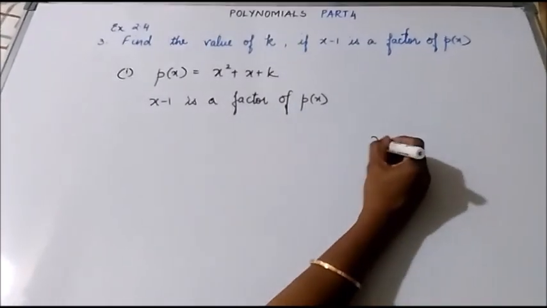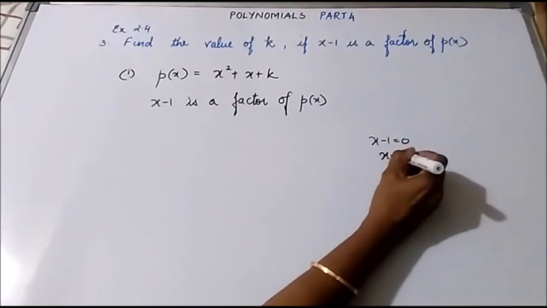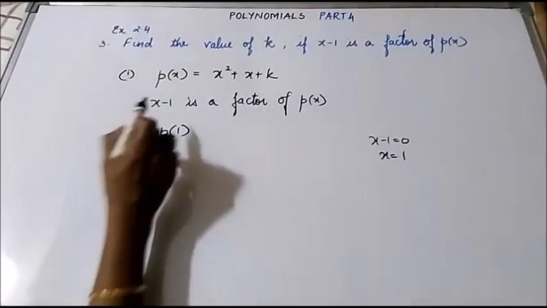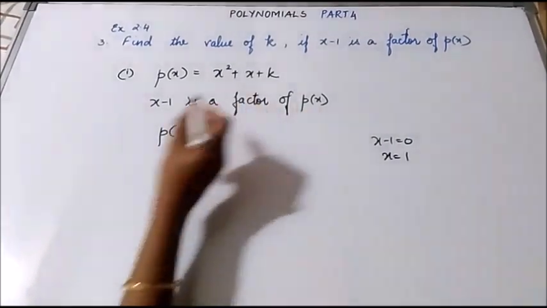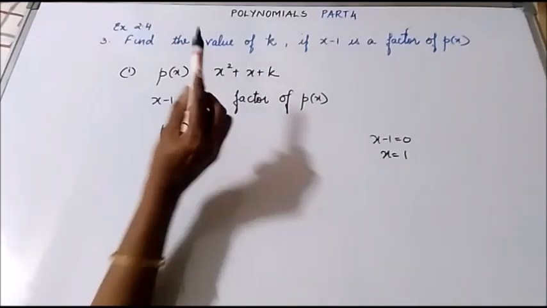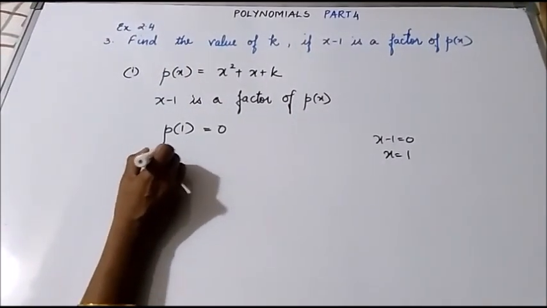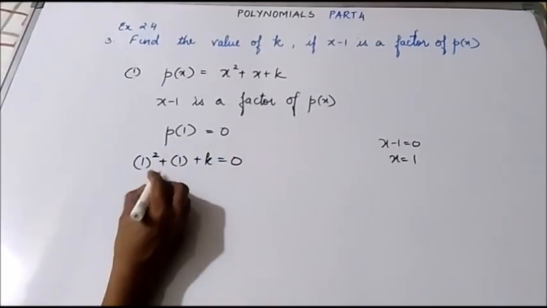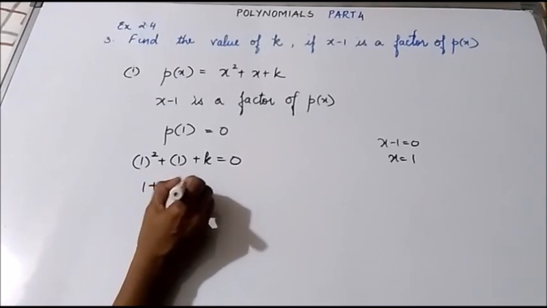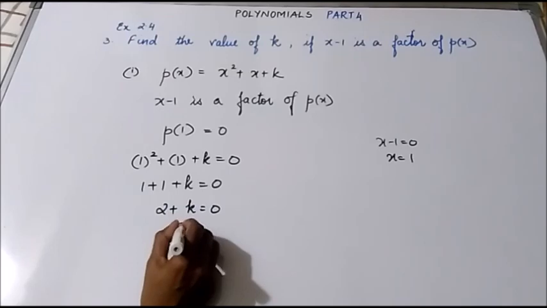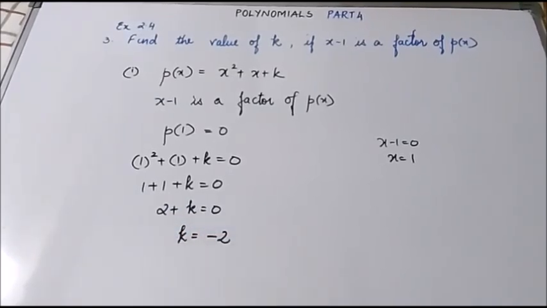How do you find the remainder? First we will find the 0 of x minus 1. X minus 1 equal to 0, x equal to 1. So what will be the remainder? P of 1. Now if x minus 1 is a factor of p of x, then p of 1 equal to 0. Now in place of x we should write here 1. We will get here 1 the whole square plus 1 plus k equal to 0. That will give us 1 plus 1 plus k equal to 0. 2 plus k equal to 0, therefore k is equal to minus 2.